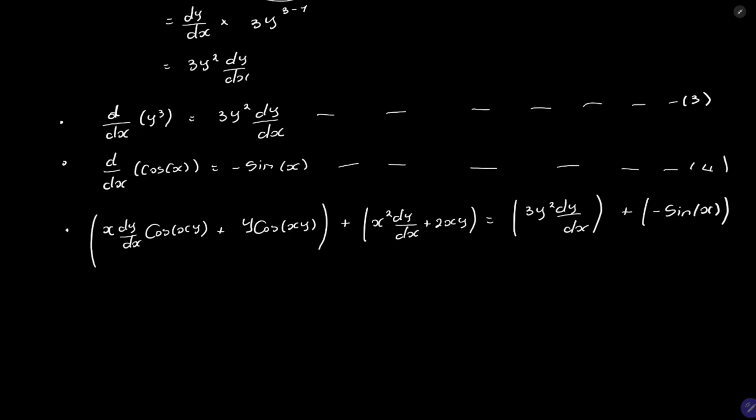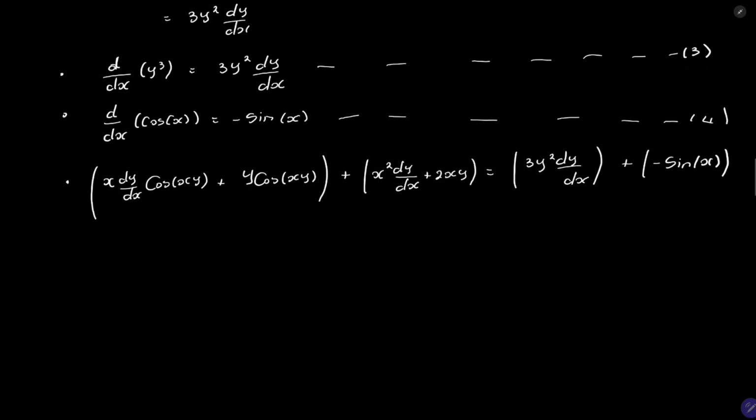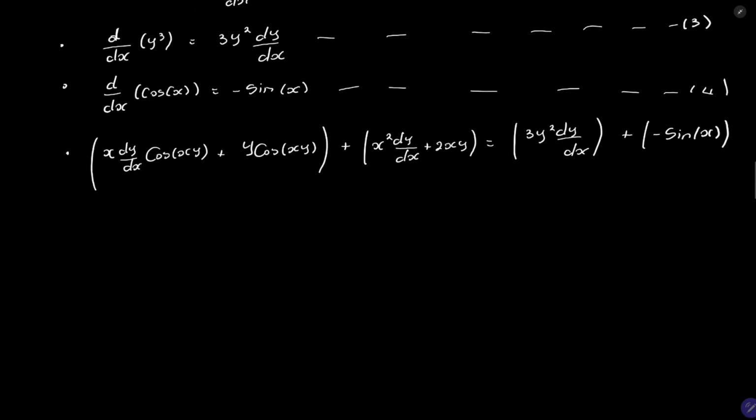After completing this step, our next step is to use algebraic identities and algebraic methods in general to find dy/dx. The first thing we need to do in this case is make dy/dx the subject of the formula. How do we make dy/dx the subject of the formula? This can be done by moving all terms which contain dy/dx to one side. So let's move it to our left hand side.